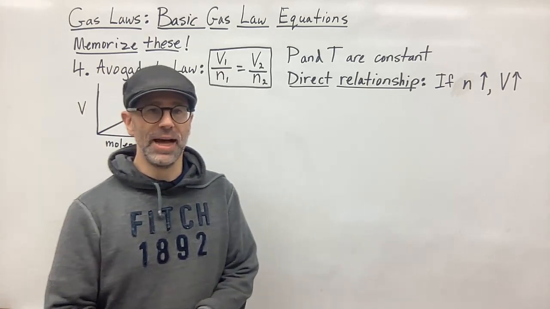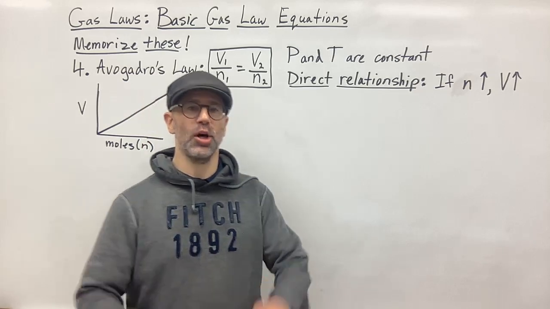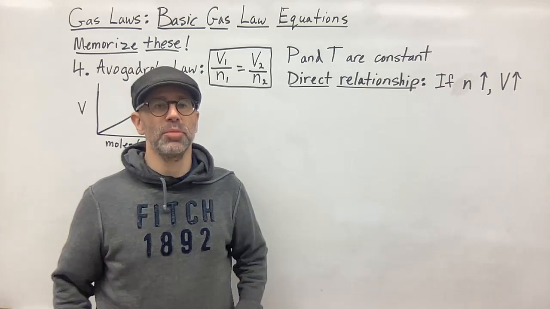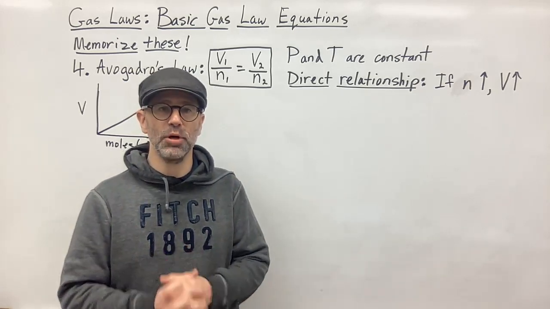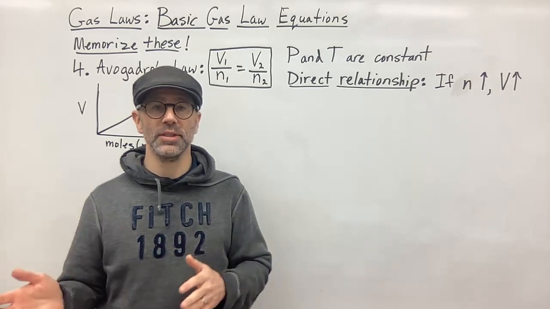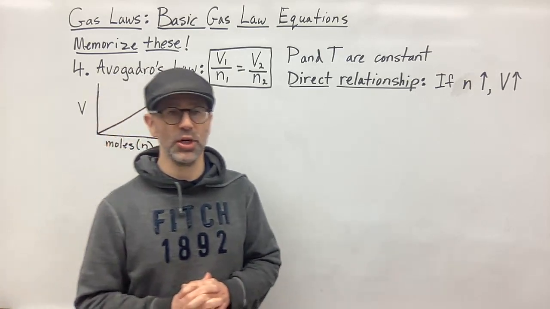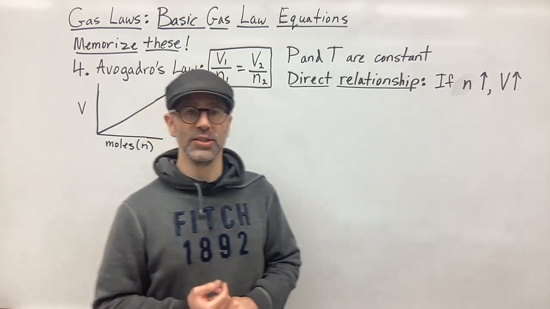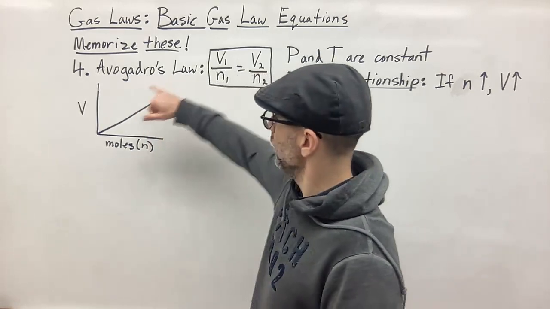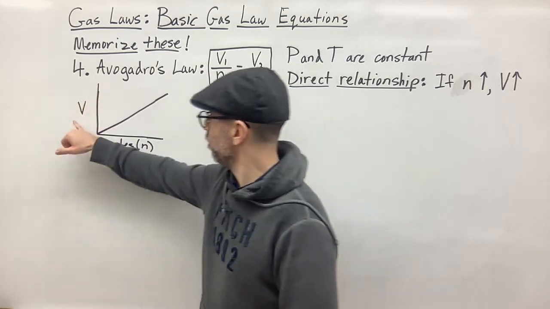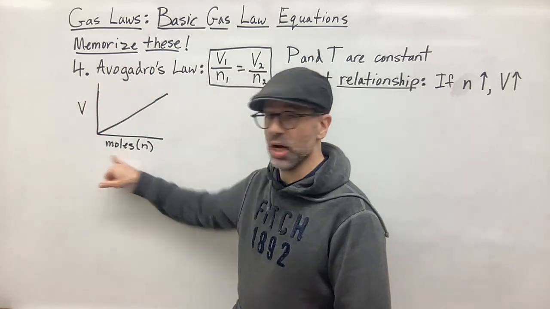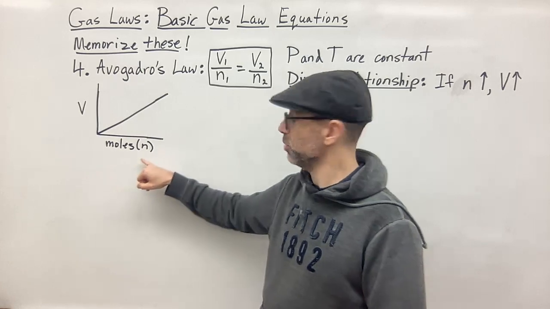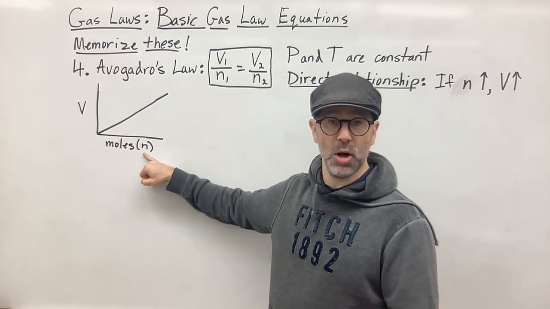So, last law, Avogadro's law. We've heard Avogadro before because we know Avogadro's number, the mole. 1 mole is equal to 6.022 times 10 to the 23rd. So we have a law by Avogadro. This law relates the volume of a gas to the number of moles of a gas. And remember, the number of moles is represented by small n.